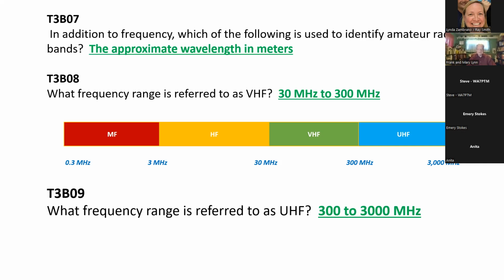Now, the next one is illustrated by this nice little chart here. You have to remember your powers of 10 and the number 3. What frequency range is referred to as VHF? Well, that's 30 megahertz to 300 megahertz. And if you look at it, you have ultra high frequency, which is 300 to 3000 megahertz. VHF is 30 to 300, a difference of 10, in decades. HF or high frequency is 3 to 30 megahertz. Medium frequency is 0.3 megahertz to 3 megahertz. And below that is low frequency. Guess what that is?